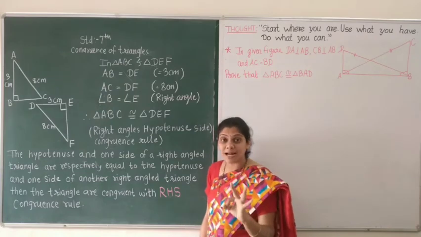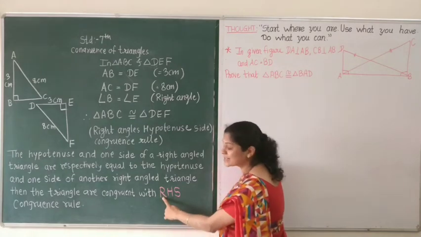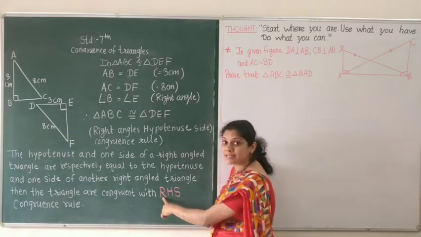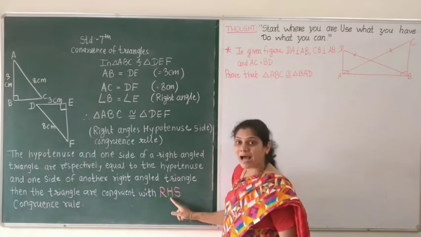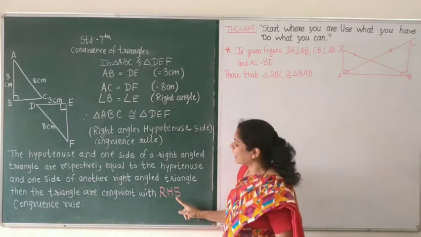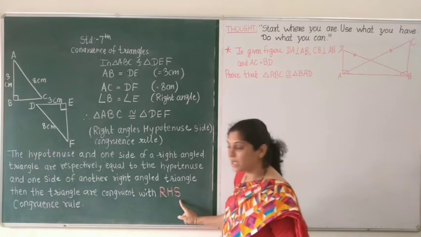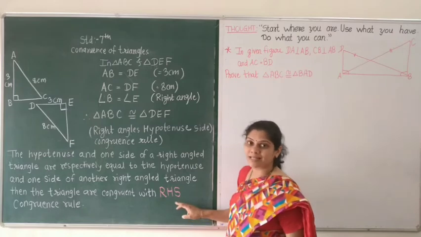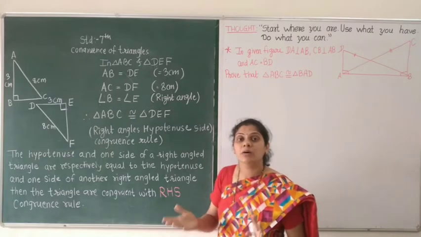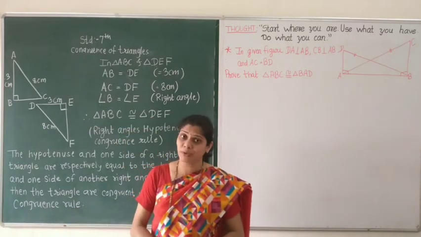That means which three criteria do you need while proving the RHS congruence rule? R stands for right angle. That means it is necessary that you find out the measurement of the right angle, then the measurement of H, that is hypotenuse, and any one side. So right angle, hypotenuse, side. If you have these three parts, then you can easily say that both triangles are congruent by the RHS congruence rule. Do you get this?